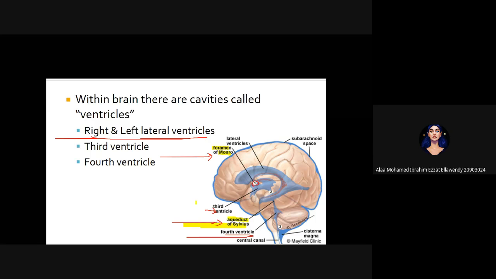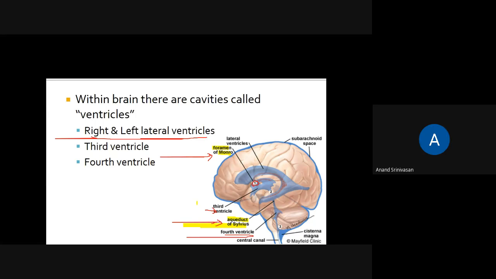The lateral and the third ventricle are connected by which? The two lateral ventricles are connected by the interventricular foramen of Monro, and from the interventricular foramen, it goes into the third ventricle.